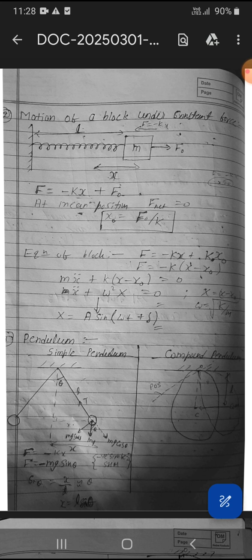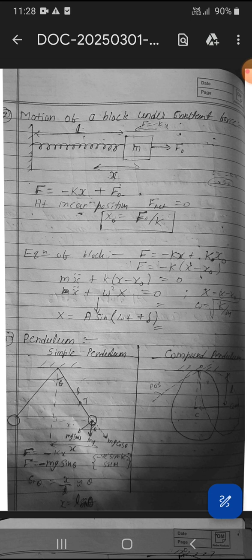Remember that minus kx and F naught are acting in opposite direction. The constant force is acting in positive x direction, whereas this restoring force is acting in negative x direction. It would be just opposite. So net force is F equal to minus kx plus F naught.